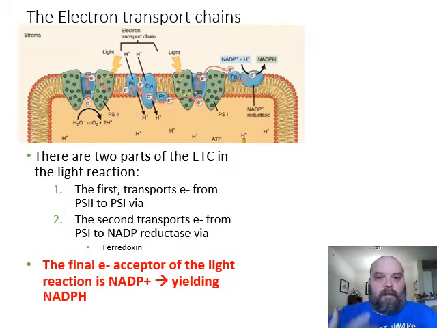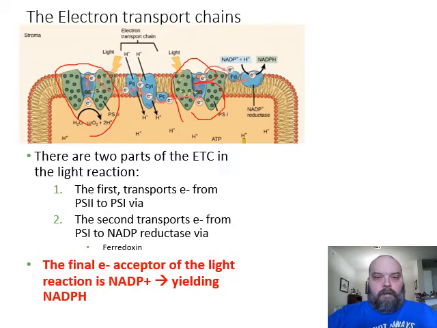Now, as I have alluded to in the last lecture, when you look at the series of events occurring during the light reactions, you have the two photosystems, photosystem 2 and photosystem 1, and they are going to be linked by an electron transport chain. And then there's an abridged one at the end.